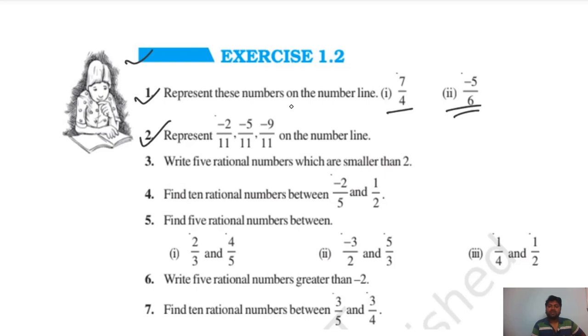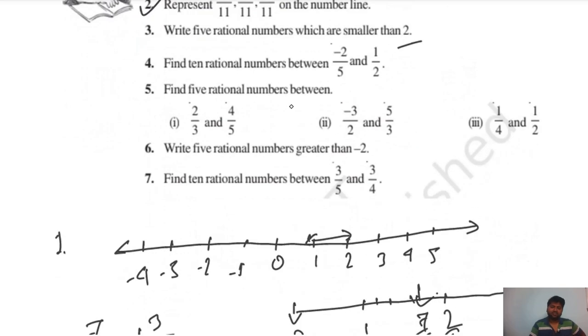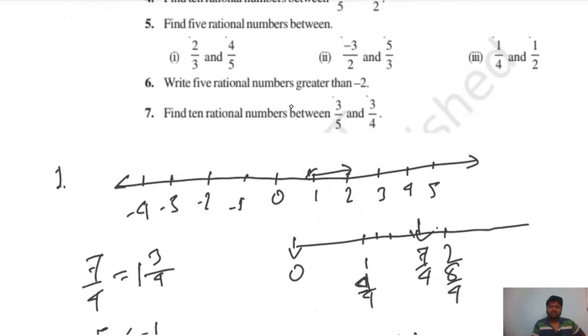Write 5 rational numbers which are smaller than 2. This is easy. The left-hand side holds smaller numbers, and the right-hand side holds greater numbers. That means numbers increase toward the right and decrease toward the left.